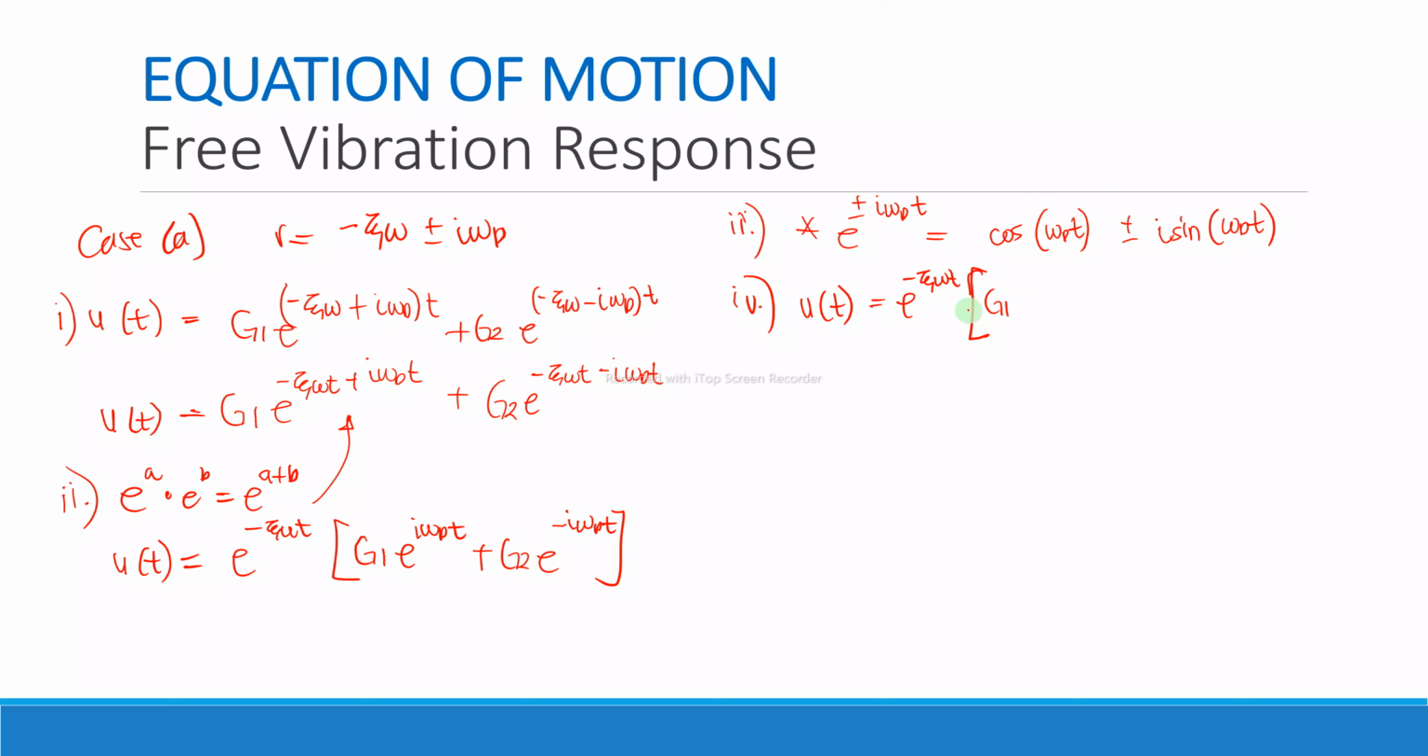g1 times cosine ωd t plus i sine ωd t plus g2 times cosine ωd t minus i sine ωd t.